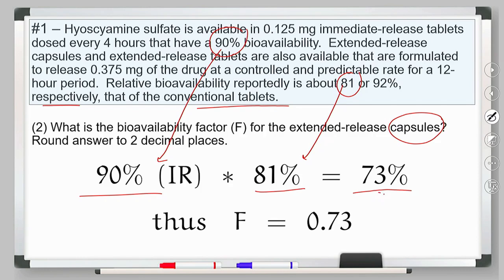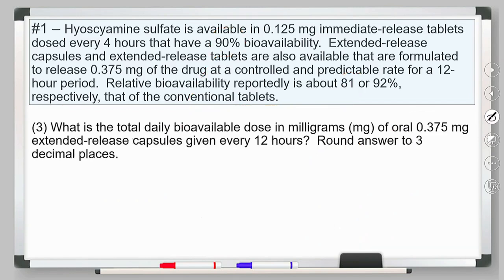And understand when we say bioavailability factor, they just convert the percent to an actual decimal. So the factor is not expressed as a percent, it's an absolute value. In this case, it is 0.73, but that basically means 73%, which is just 73 divided by 100. So is everyone okay where that one came from? We just took the 81% of the immediate release's 90% and got 73%, and then the factor is 0.73.